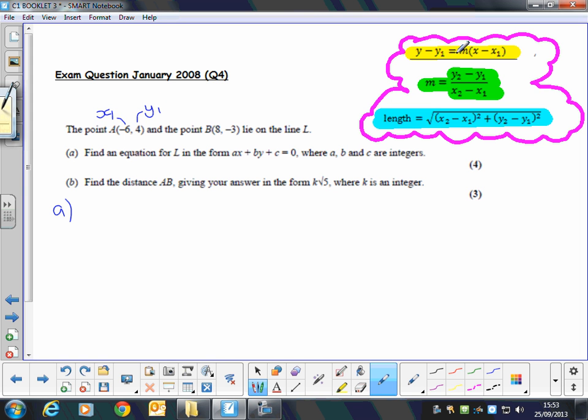I also need m, which is the gradient. I've got these 2 points, and I need to work out my gradient. The gradient is the change in y over the change in x, or we can use this formula here. So I've got y2 minus y1, so I've got minus 3 minus 4, over x2 minus x1, so I've got 8 minus 6. Minus 3 minus 4, I get minus 7. 2 minuses will give me a plus, so I've got 8 plus 6, which is 14. And I can simplify this to minus a half.